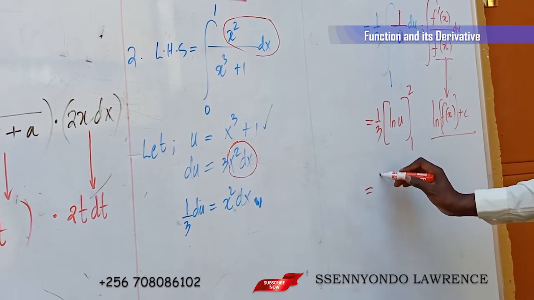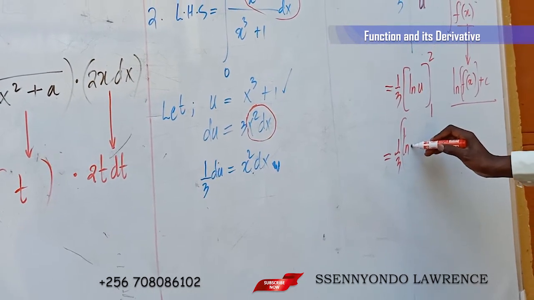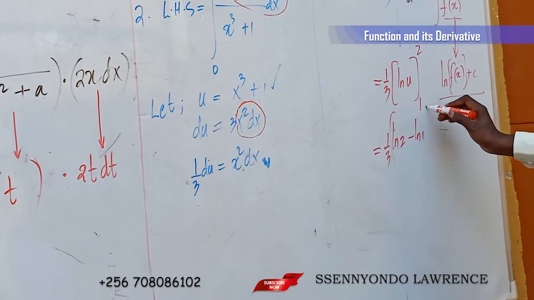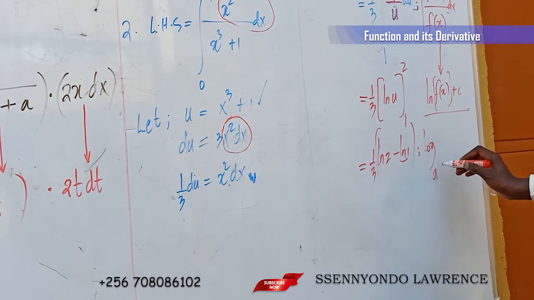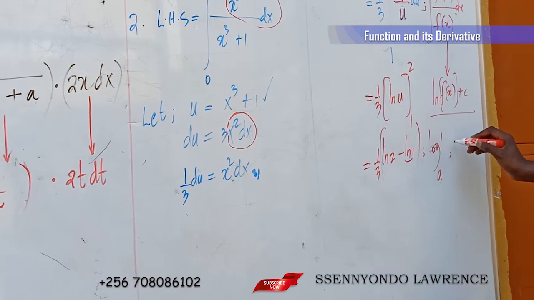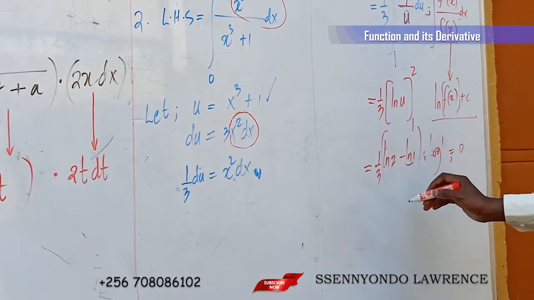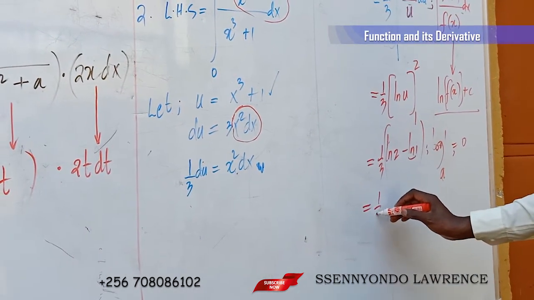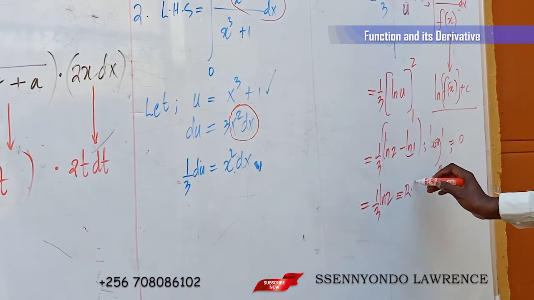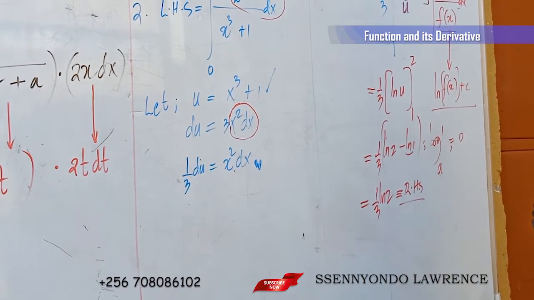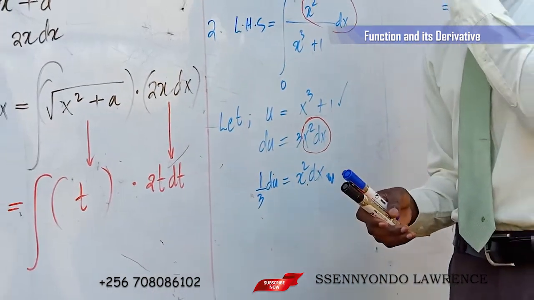And that gives me a third, the natural log of, insert limits, natural log of 2 minus natural log of 1. Natural log of 1, remember, any logarithm of 1 to any base gives you 0. What I power to a to get 1 is 0. So this is a 0. I remain with a third natural log of 2, which is exactly similar to the right hand side as given in the question.